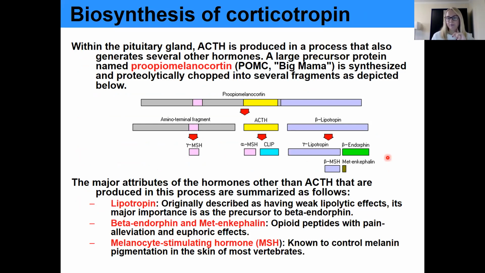So as I said previously, all hormones are synthesized from pre-hormones or precursors. And the precursor for adrenocorticotropic hormone is pro-opiomelanocortin, which is also called Big Mama. And many other hormones are synthesized from this big precursor by proteolytic changes. Such hormones are also lipotropins, endorphins, and enkephalins.